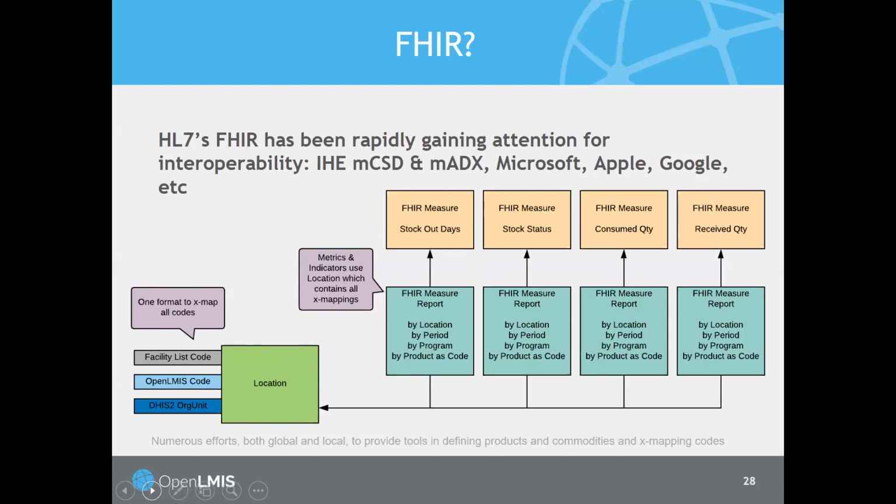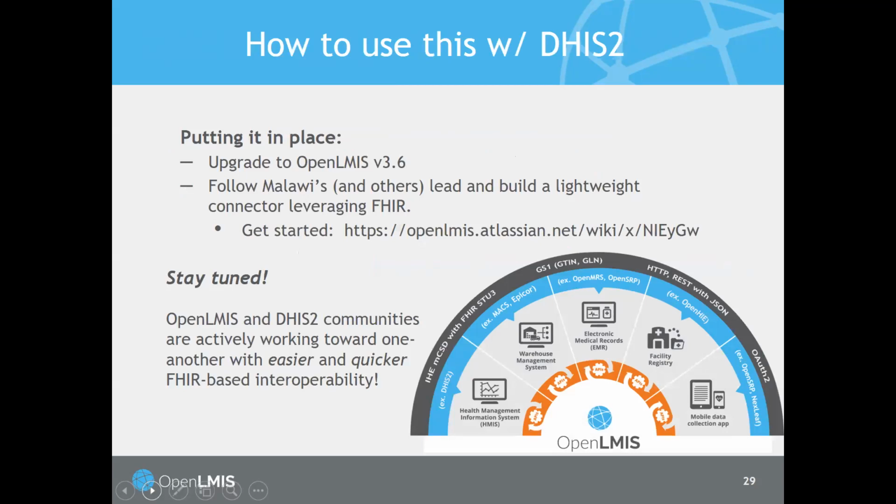Similarly, for the definition of the metric, let's say we want to make sure that we have a common understanding of what stockout days or stock status means between OpenLMIS and DHIS2. We have a way to describe what that thing means. And just like anything else in fire, we have a way to cross-map those codes, those fire definitions, to other coding systems. So that, in a nutshell, is what fire is. If we move on to the next piece, we'll talk about how we can use this with DHIS2.